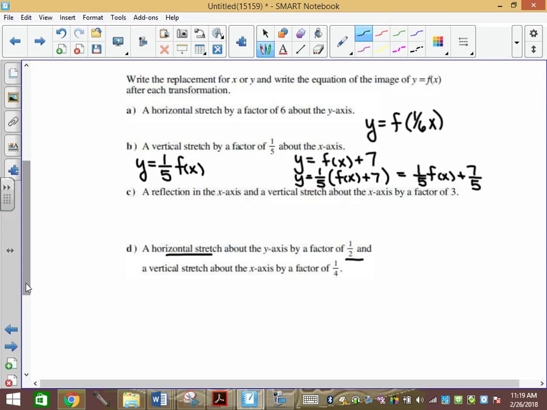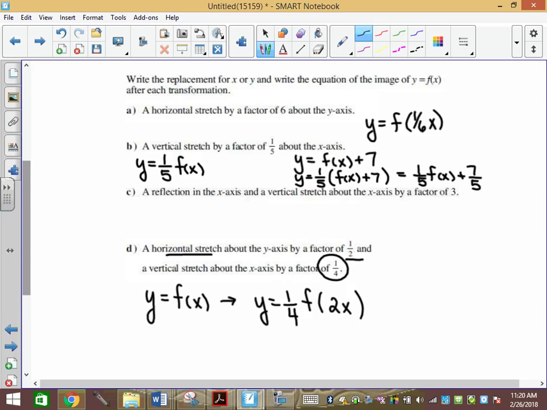Horizontal stretch by a half. So I have y equals f of x. It's going to become y equals f of what? Horizontal stretch by a half. So it goes to the x, but it does what? Flips to go back in. It's reciprocal to go back in. So we get 2x. And a vertical stretch by a quarter. Quarter in front.